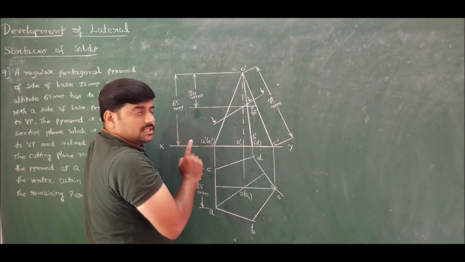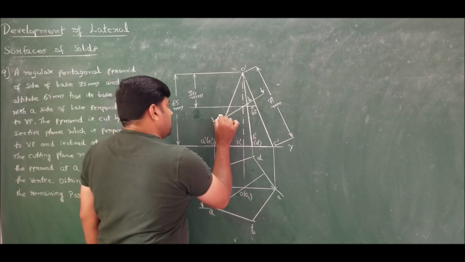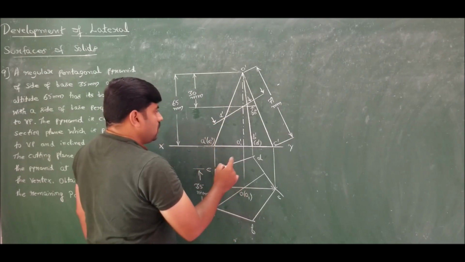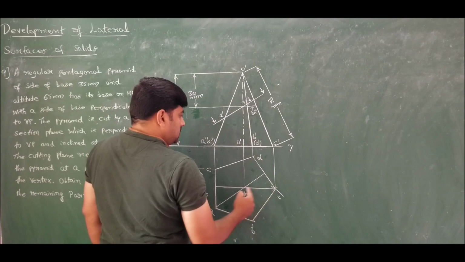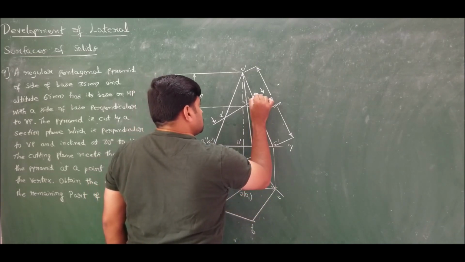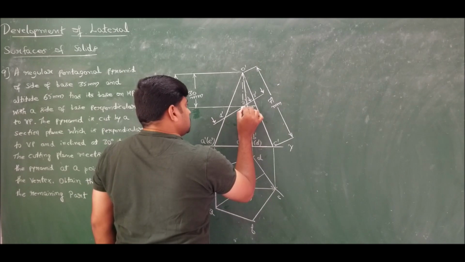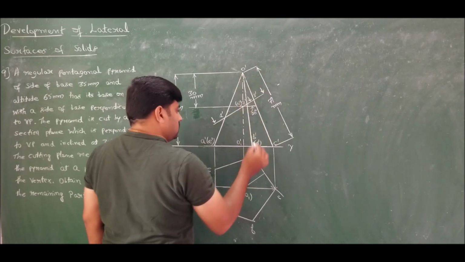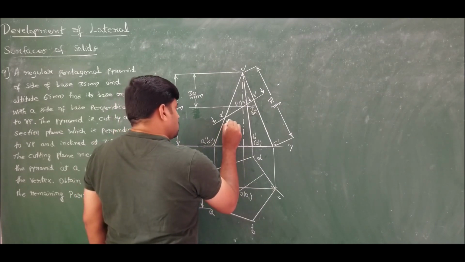First slant edge is AO, that is A dash O dash, mark it as 1 dash. Next move for B, B to O is here, take it as 2 dash. Next C to O is 3 dash. Next D to O is 4 dash, which is invisible for us. And E to O is 5 dash.